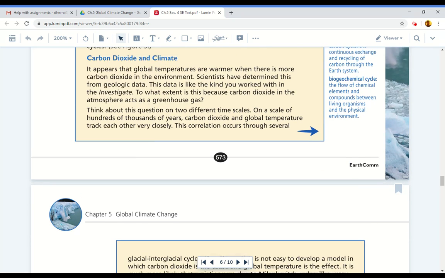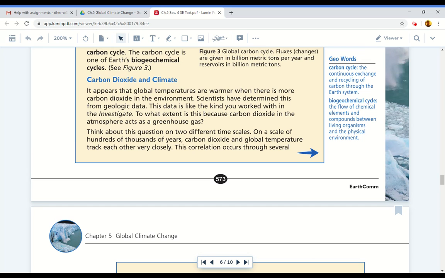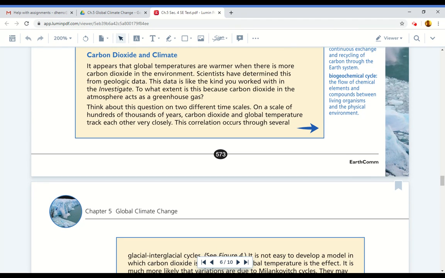Carbon dioxide and climate. It appears that global temperatures are warmer when there is more carbon dioxide in the environment. Scientists have determined this from geologic data. This data is like the kind you worked with in the Investigate. To what extent is this because carbon dioxide in the atmosphere acts as a greenhouse gas? Think about this question on two different time scales.